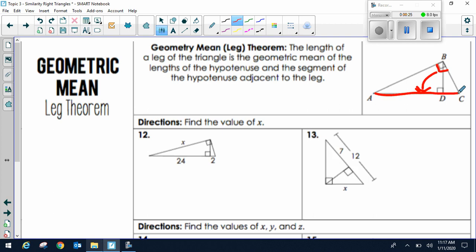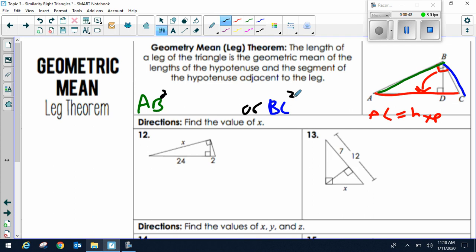And there's my hypotenuse of AC. So AC is my hypotenuse, and that's important because we're going to need that. Okay. Now, with the leg theorem, there are two different legs that you can use. You can either use leg AB, or you can use leg BC. And both of those legs are always squared, okay, just like in the altitude theorem.